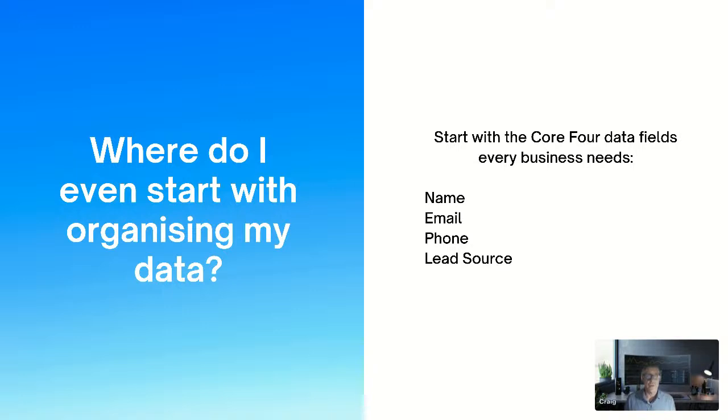We suggest you start with the core 4 data fields that every business needs. You've got someone's name, their email, and hopefully their phone number if they're a customer. If not, they're just an email customer. And you've got their lead source, where they came from, whether it was a form they filled in, the name of that form, your website, your newsletter, or a lead magnet. You need to be clear on where they came from, because these 4 fields will drive around 80% of your intelligence. It will give you direction and insight into where they are and where they came from.